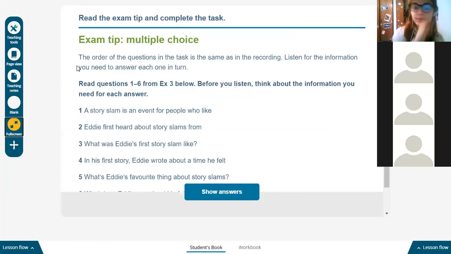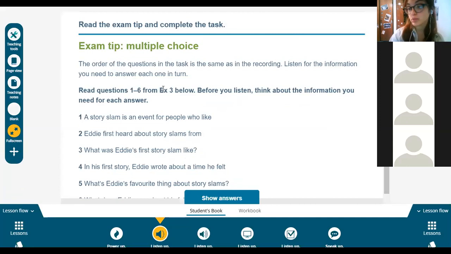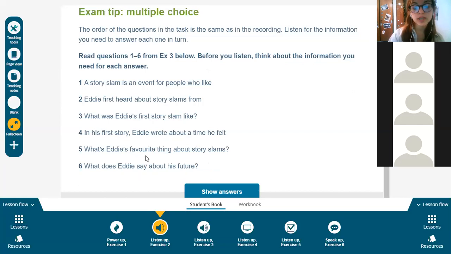Okay, are we all together? We are on the exam tip, exercise 2. The exam tip is on a multiple choice. I think you already know how to do a multiple choice, but let's read. The order of the questions in the task is the same as in the recording. That is very important. Listen for the information you need to answer in each one in turn. Okay, so we're going to read the questions and then you're going to tell me what kind of information we're going to be searching for when we listen.